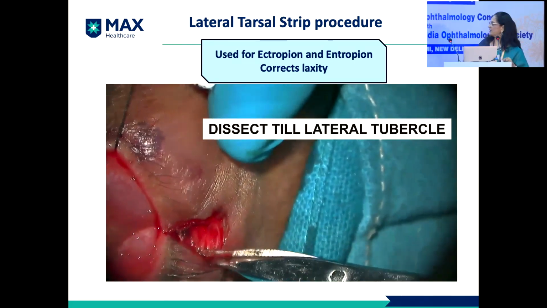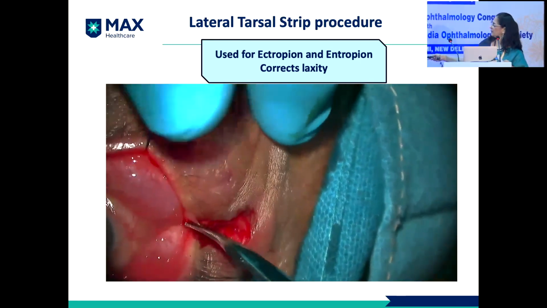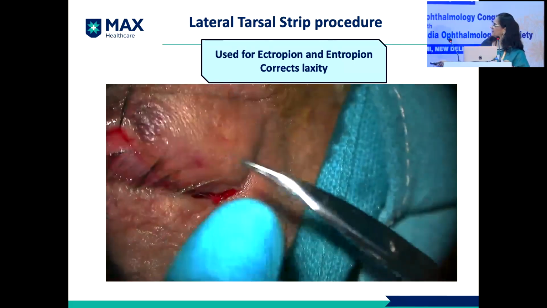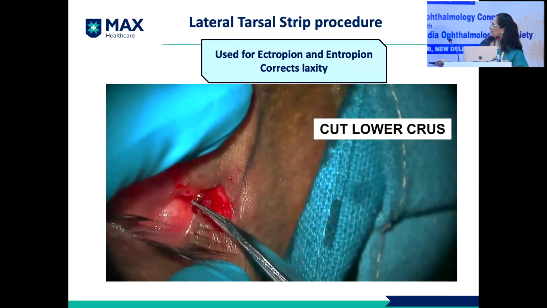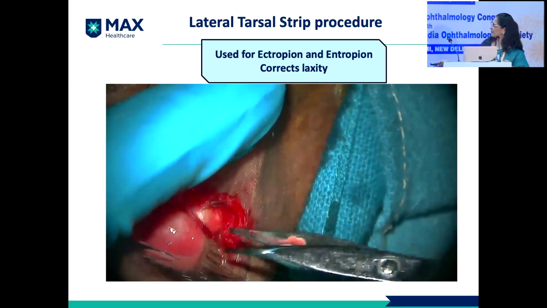We need to attach our strip to the periosteum here, so it's important to go right down. Now you release the lid, so we cut the lower crus so that we can release the lid completely and then reattach it at the point that we want to reattach it.